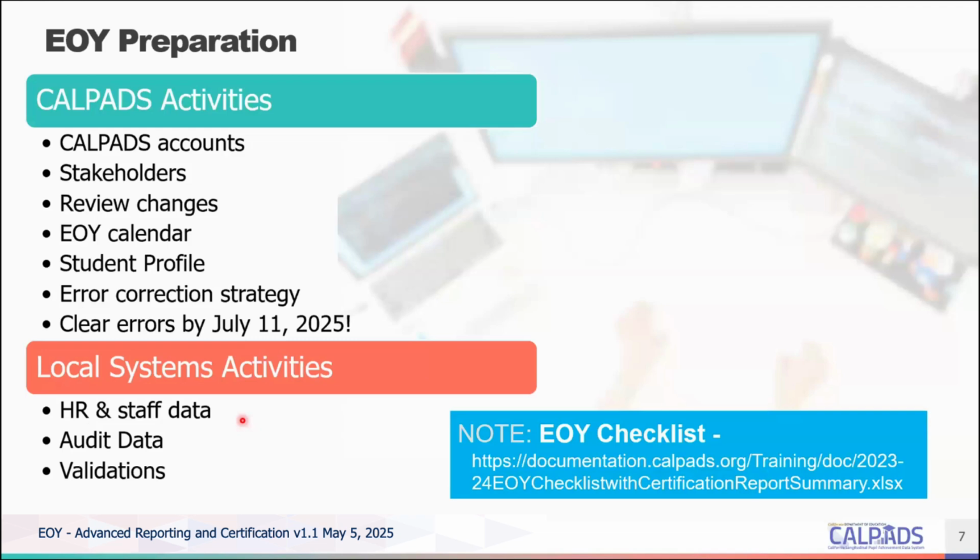And some or most student information systems now have internal validations that you can run before even uploading your data to CalPATS. You want to take advantage of that and apply those validations first to your data to see how clean your data is, and fix the data before you even submit to CalPATS to avoid any validations on the CalPATS side.